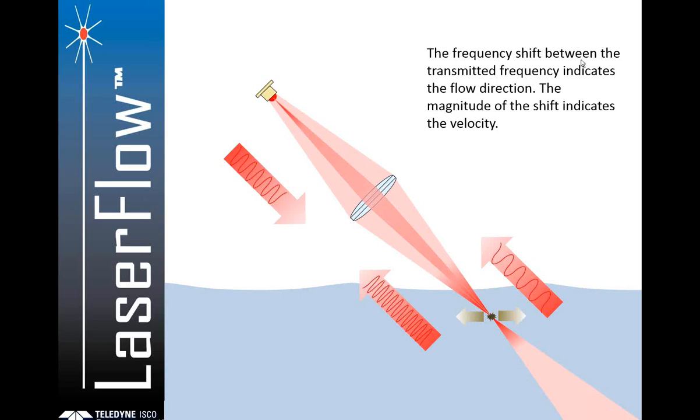So the velocity of the water is determined by a frequency shift between the transmitted frequency, which indicates the flow direction, and the magnitude of the shift, which indicates the velocity. Now, one thing to pay particular attention to here is that even though we're using light, it is still a Doppler sensor. So we actually need to have some particles entrained in the water. It doesn't need to be very much. Raw water works just fine, and obviously wastewater would be great too, but you may not get a good signal return if you're working in clean water like spring flow situations.